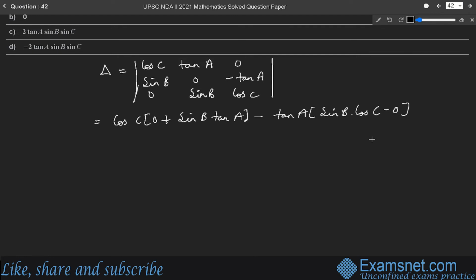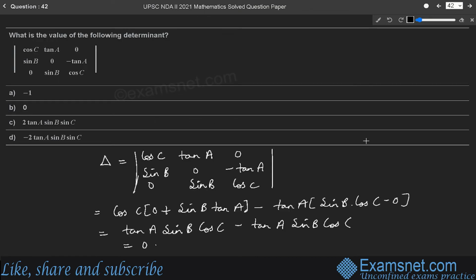We expand in a way that first we remove the first row and the first column, then we remove the first row and the second column, and then we remove the first row and the third column. So we will get the value as tan A sin B cos C minus tan A sin B cos C. So it will be 0. So the value of the given determinant is 0. Therefore the correct option here is option B, which is 0. Whenever a question comes from determinants and the value is being asked, you simply have to find its expansion and you will get the required value.